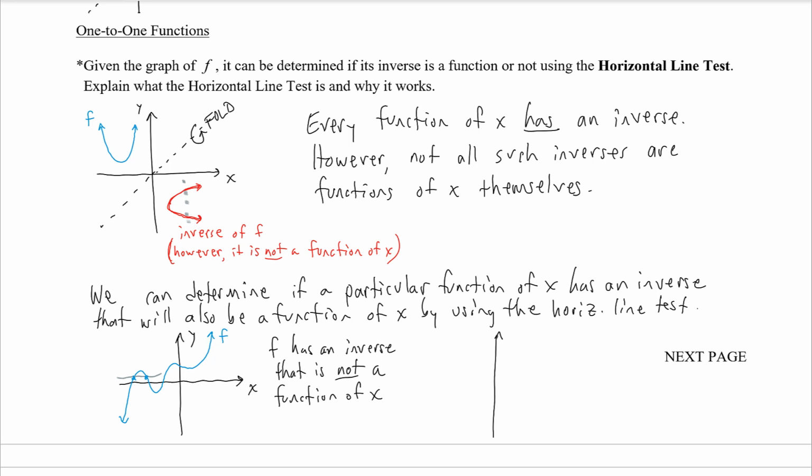Whereas if I were to draw, say, something like this, let's call that function g. No matter where I draw a horizontal line, I always hit the graph one and only one time. So g has an inverse that is a function of x.